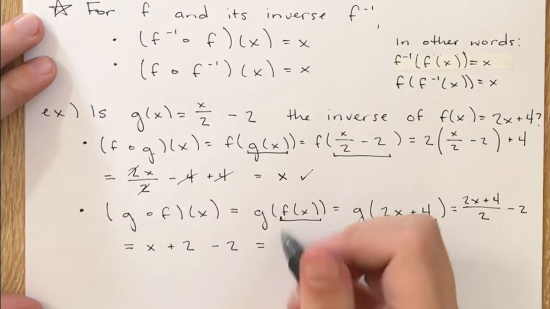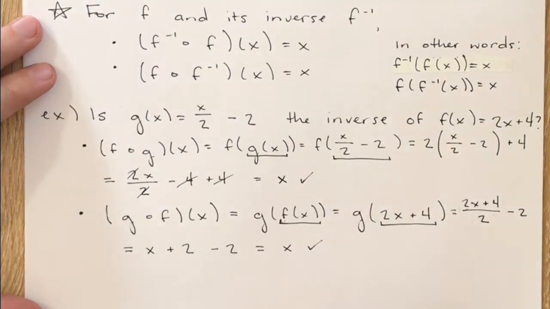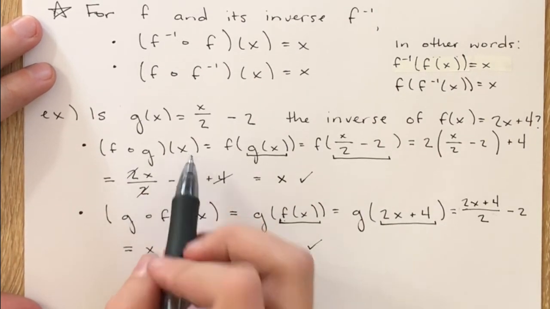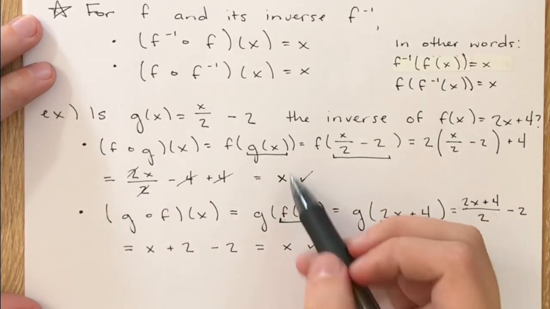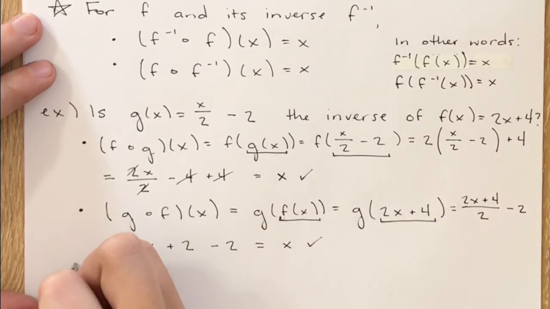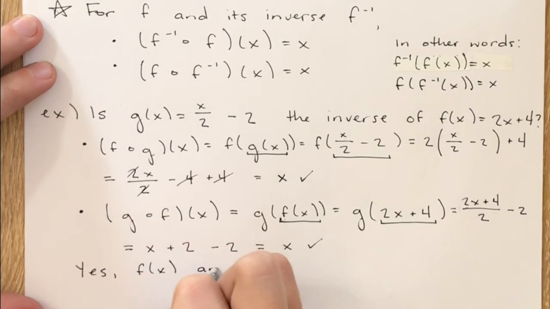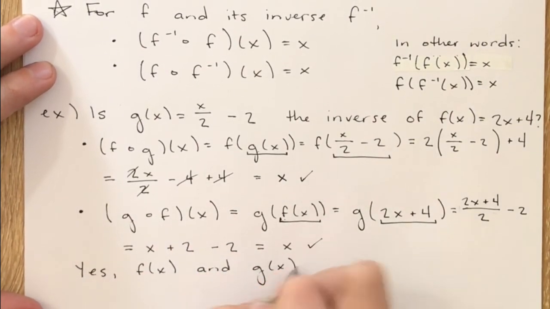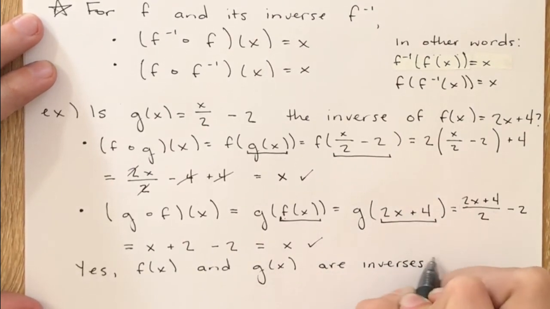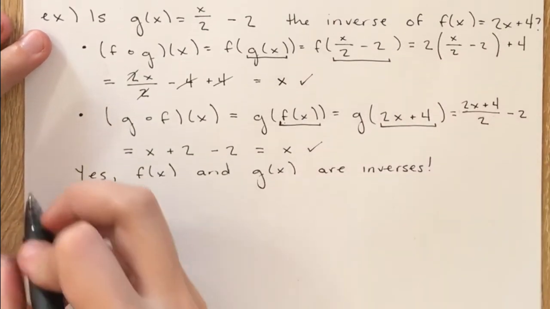Plus 2 minus 2 zeroes out, so we end up with just x. So in both directions, composing f of g and g of f gives us x. So that means that these two are inverses. Awesome, let's look at another one really quickly.